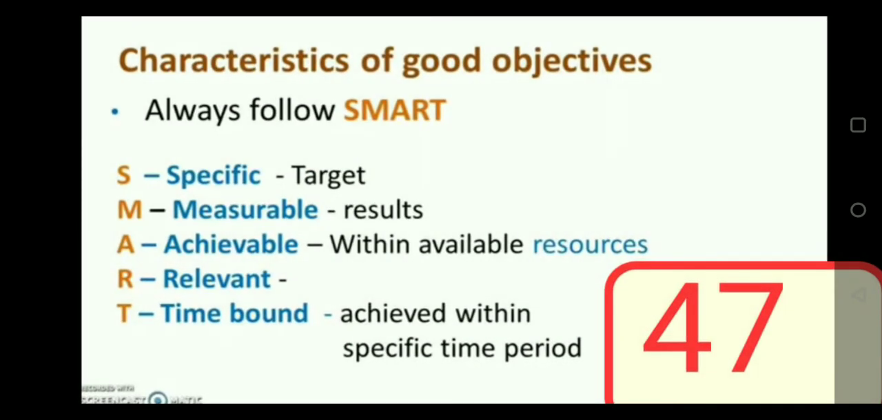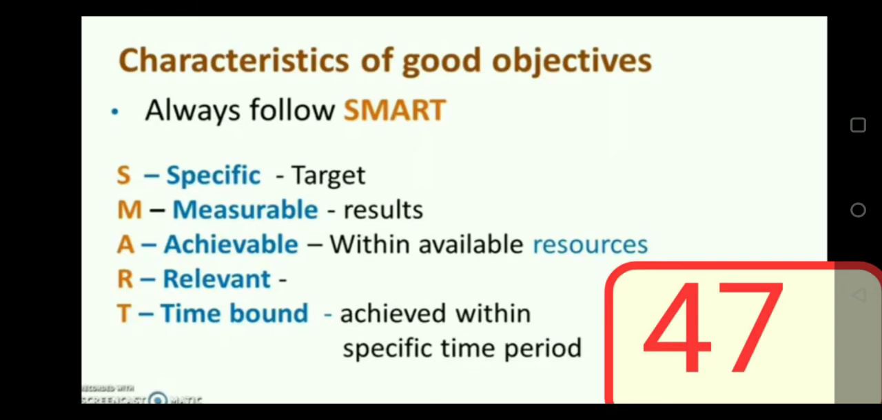There are some characteristics of good objectives, and we always call them SMART. S stands for specific, that means target. M is measurable, that means results. A means achievable, that is within the available resources. R means relevant. T means time bounded, which is achieved within a specific time period. So setting a goal means it has certain characteristics, and we always call them SMART.